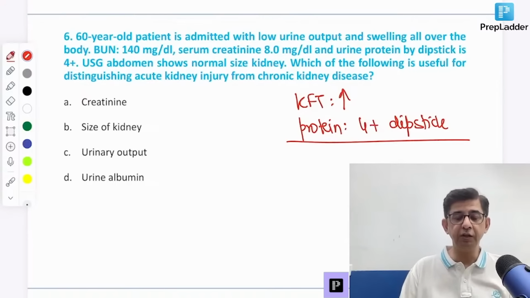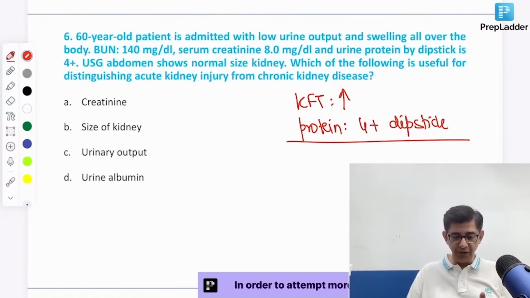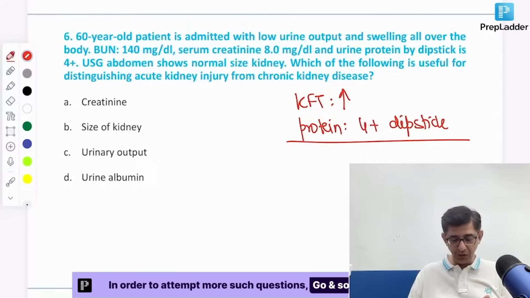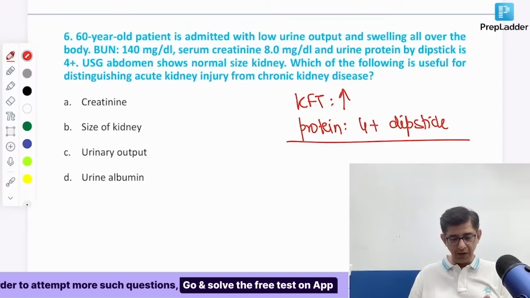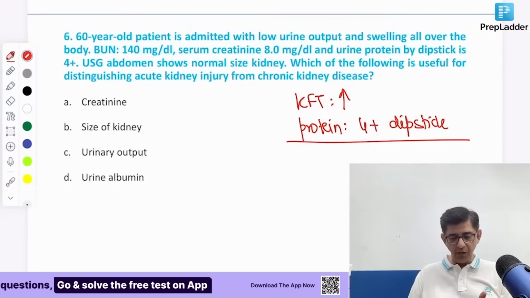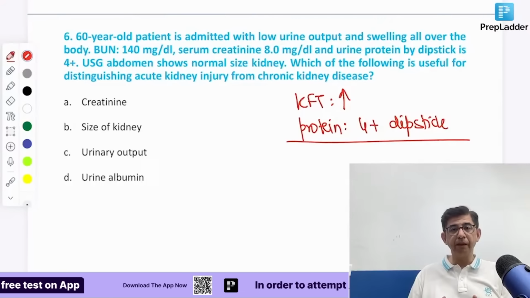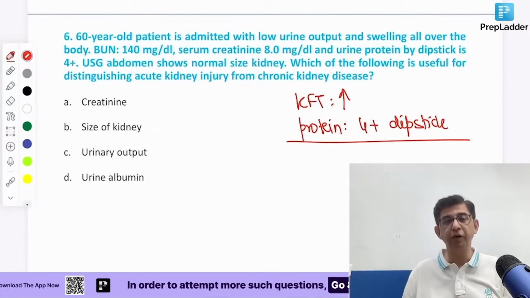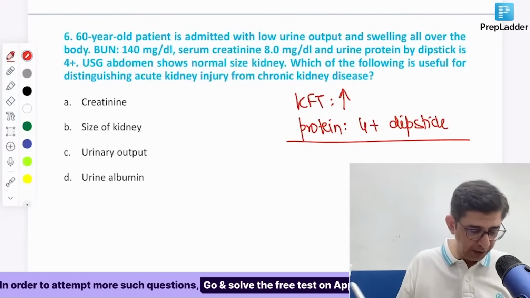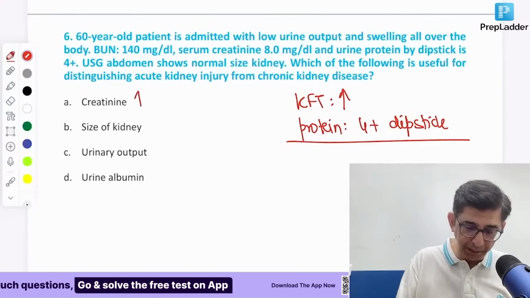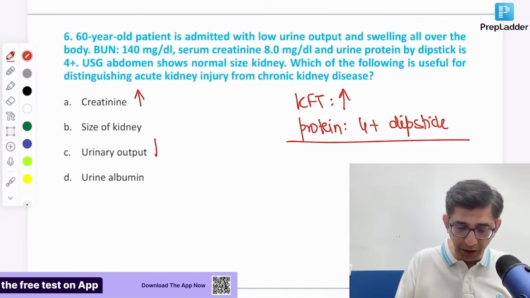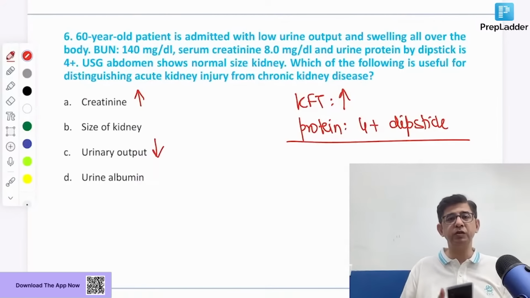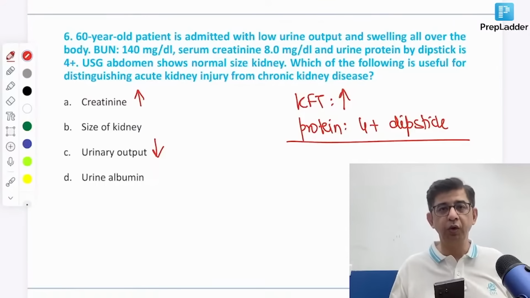Which of the following is best used to differentiate acute kidney injury from chronic kidney injury? Okay, so this is, I think, last time's MCQ. Yes, guys, waiting for your answers here. Which of the following is the best way to differentiate acute from chronic kidney disease? Serum creatinine is raised in both. Urine output is decreased in both. So either it will be the size of the kidney or it will be the urine albumin.